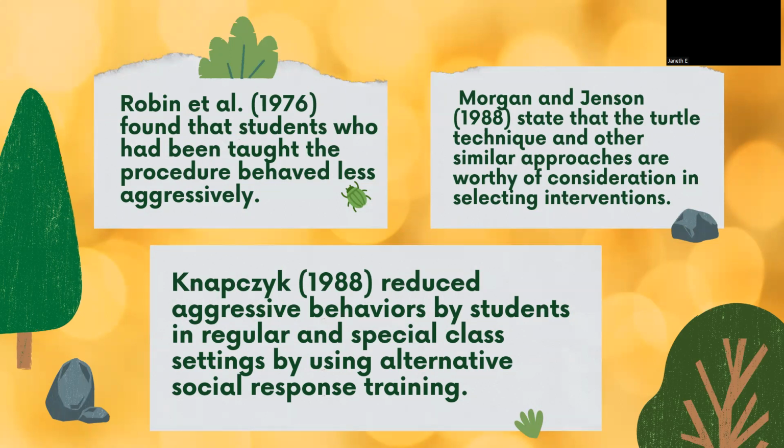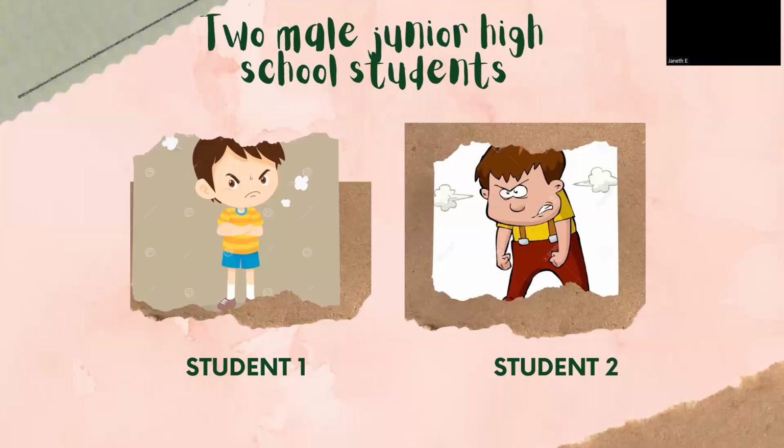According to their research, participants in the study were two male junior high school students in special programs. Both had been referred because of aggressive behavior. The treatment involved training the students in social skills that could be used as an alternative to the aggressive behavior. The students learned alternate responses through modeling and rehearsal.